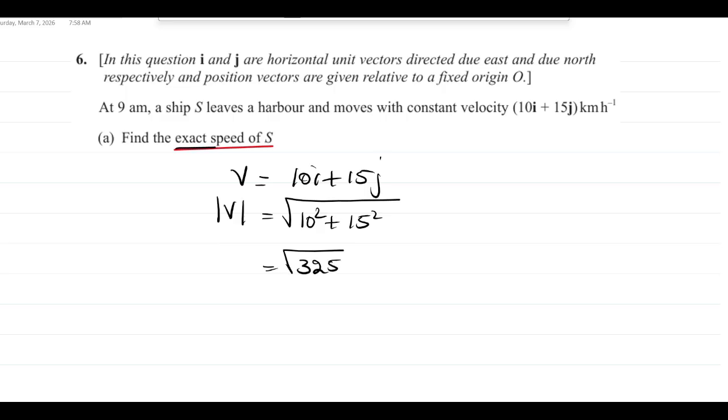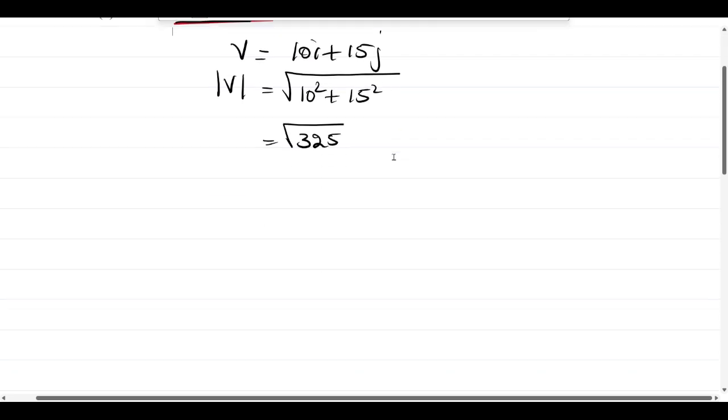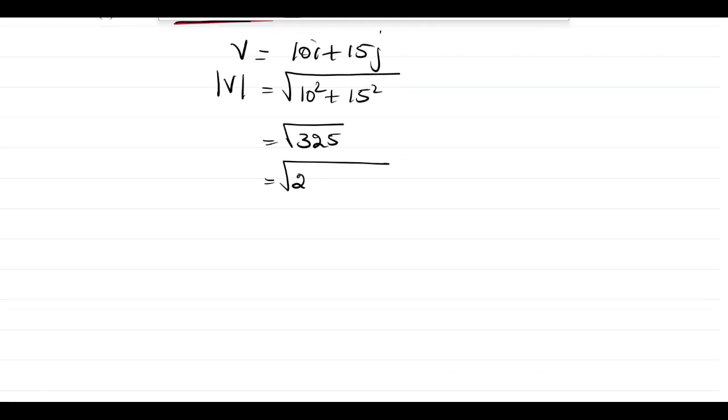Here we need the exact value, so write the answer in surd form. This is equal to square root of 25 times 13. So the speed of the ship is 5 root 13 kilometers per hour.